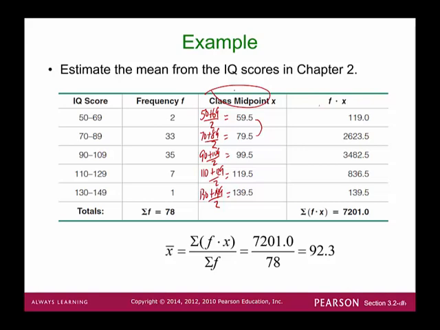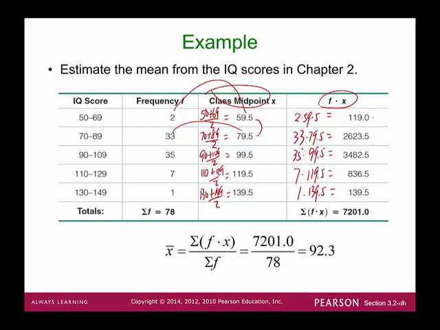Now, in order to get a product, you multiply the frequency by the midpoint. So 2 times 59.5, that becomes 119.0. And 33 times 79.5 becomes 2,623.5. You can verify that easily. 35 times 99.5, look at that. 7 times 119.5, okay, 836.5. 1 times 139.5, you get 139.5.